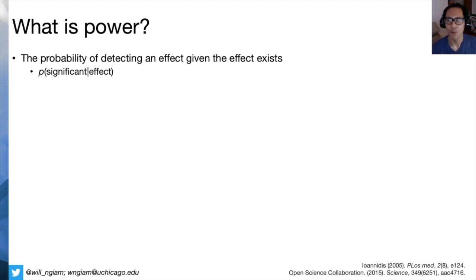But one of the more important parts of this talk is power. So just to be clear, I'm talking about statistical power, not alpha and theta power that has also featured in the symposium. So what is statistical power? It's the probability of detecting an effect given the effect exists. So a probability of a significant result given the effect is true.